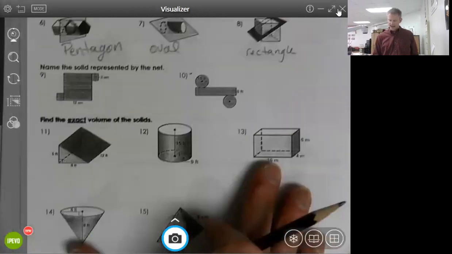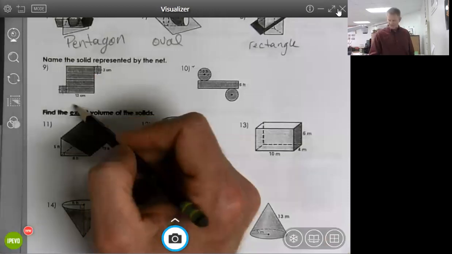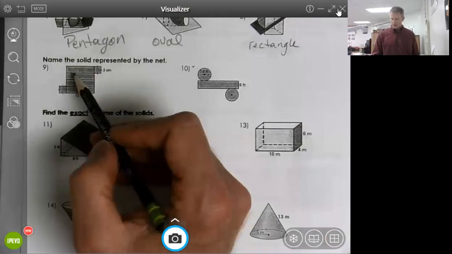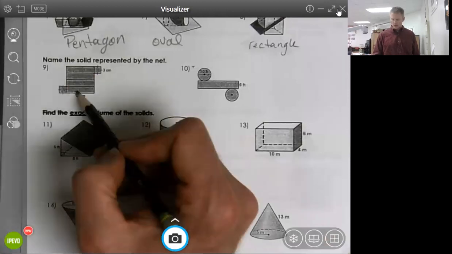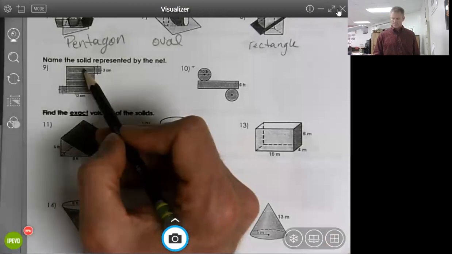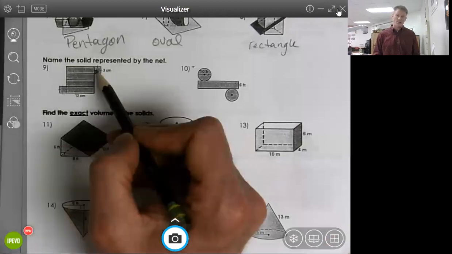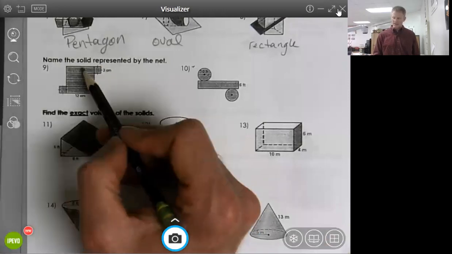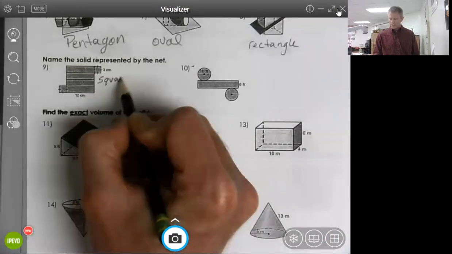A net. A net is the unfolding of the 3D figure. So as this folds together, we would have squares on the sides and rectangles for between the bases. The squares would be your bases. That would be the best wording for it. The squares are the bases and the rectangles are the sides. So we would have a square prism.